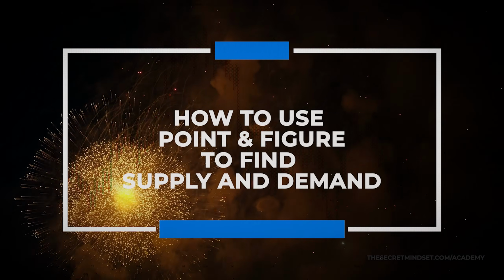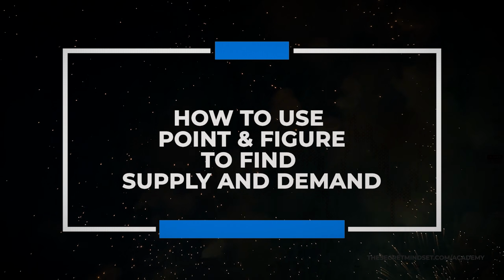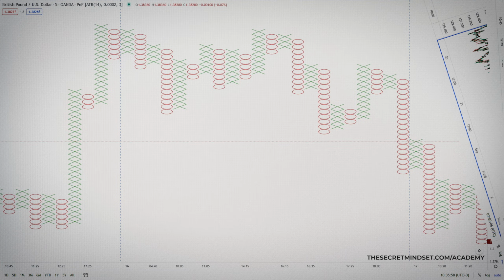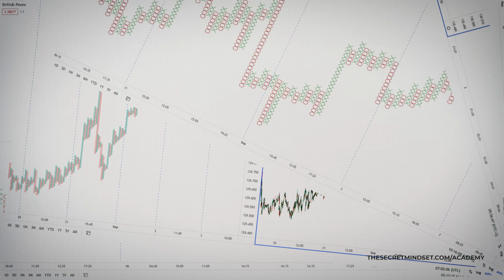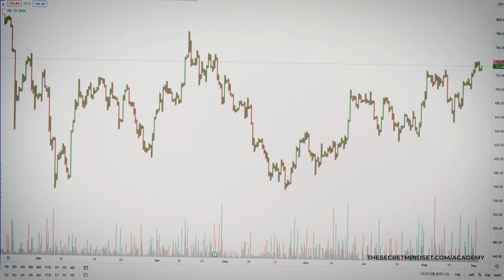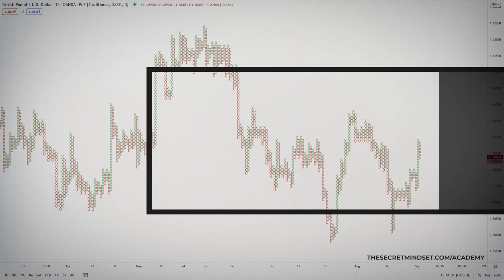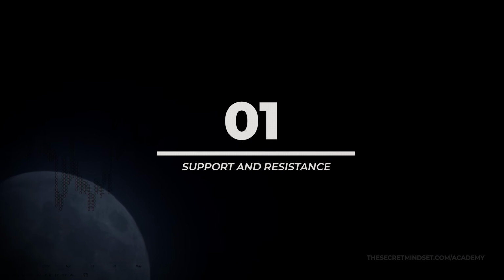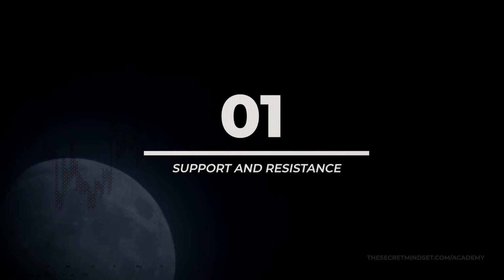How to use point and figure charts to find supply and demand zones. Now that we have gone through the process of creating a point and figure chart, the next step is to understand how to use this chart as part of your decision-making process. Point and figure charts are great for visualizing support and resistance levels, trend lines, and breakouts. First, let's talk about support and resistance using point and figure charts.